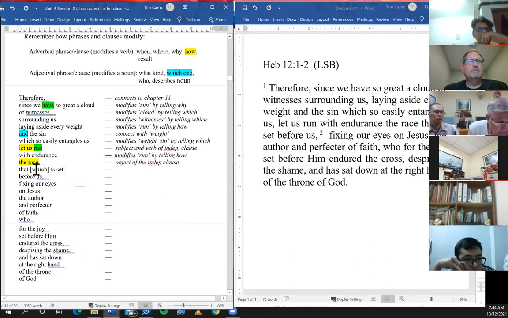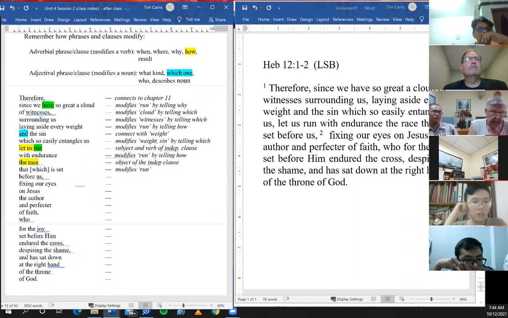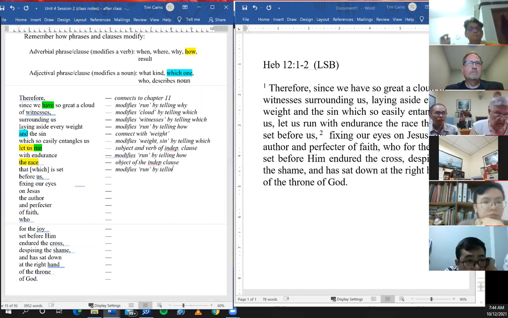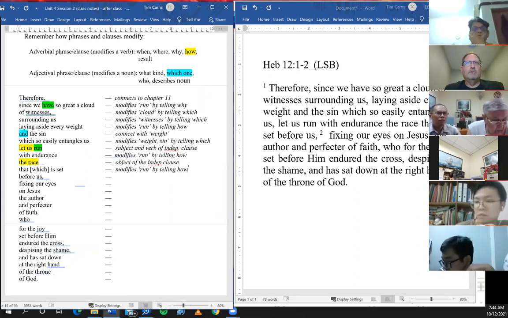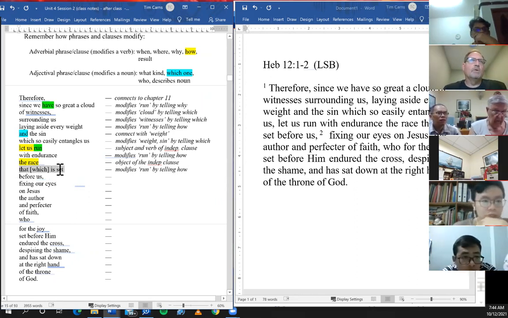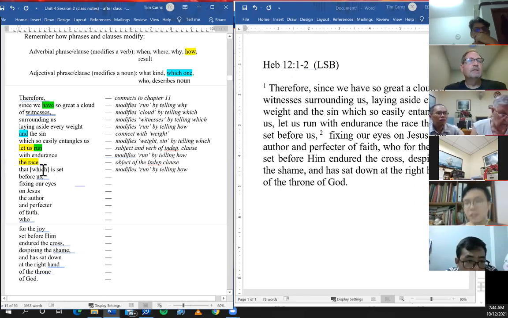I think it modifies runs. And by telling how. Okay, so is this that is set or which is set? Okay, which is set also could make sense.